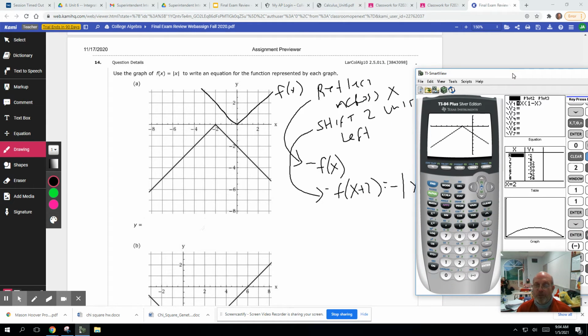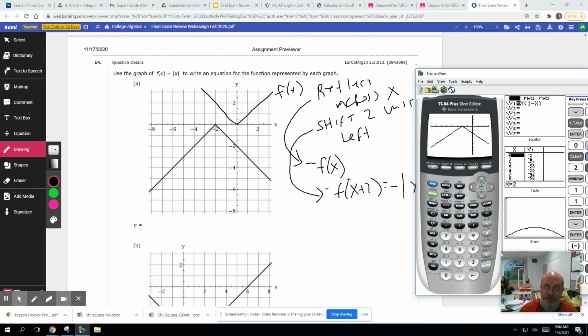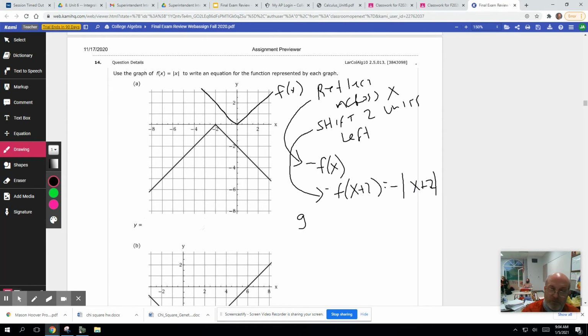To reflect a function across the x-axis, we multiply it by -1. To shift it 2 units left, we take the x out and we replace that x with x plus 2. That shifts it 2 units to the left. And so our function, if we want to call this new function g of x, then g of x would be negative absolute value of x plus 2. That would be the equation for the function. And that would make this the graph of g of x.